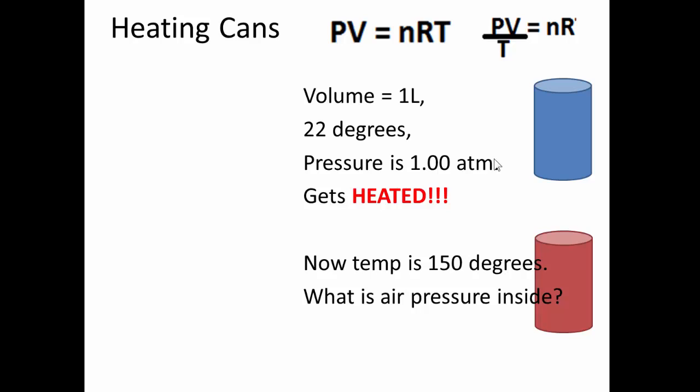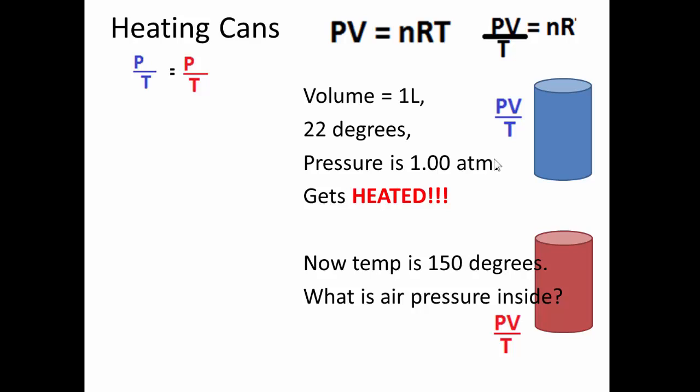So PV over T for the blue will be exactly the same as PV over T for the red, because this will be equal to the constant. Because the number of moles, n, is not changing. It's the same container with the same number of moles of gas inside. So, this PV over T before the heating is equal to PV over T after the heating. However, the volume is not changing. So P over T is equal to P over T.